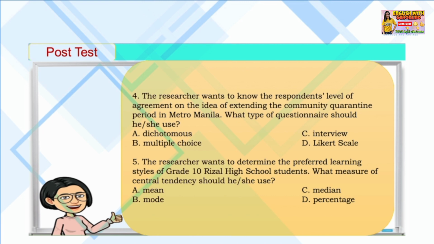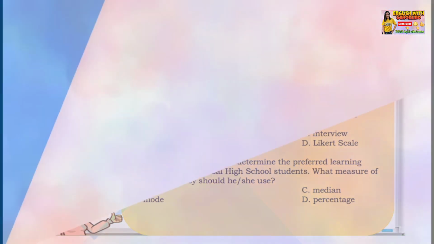Number 5. The researcher wants to determine the preferred learning styles of grade 10 Rizal High School students. What measure of central tendency should he or she use? Letter A. Mean, B. Mode, C. Median, or letter D. Percentage.